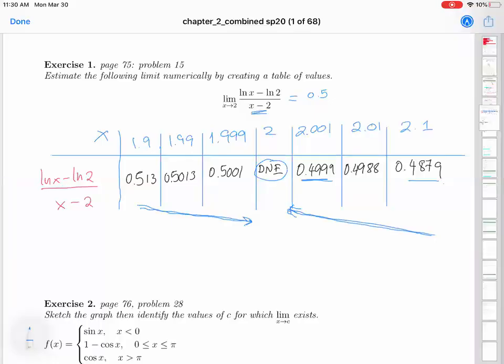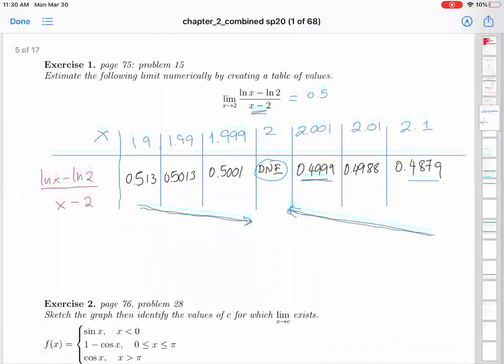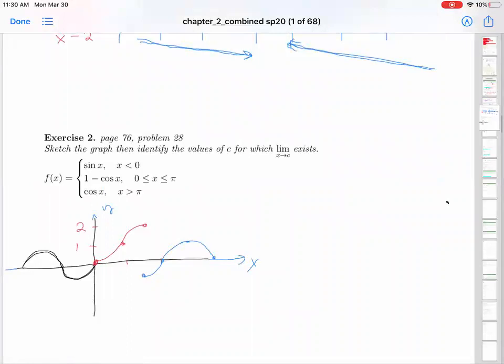All right, next exercise. This exercise gives you a piecewise function and asks you to first sketch the graph, and second, identify the values of c for which the limit of this function exists.